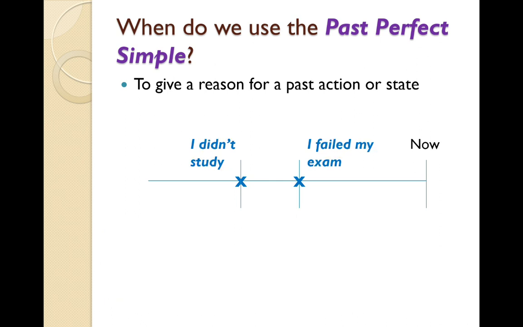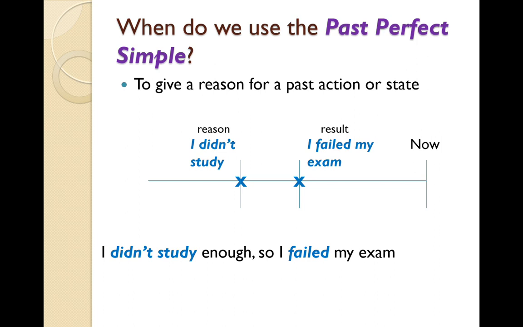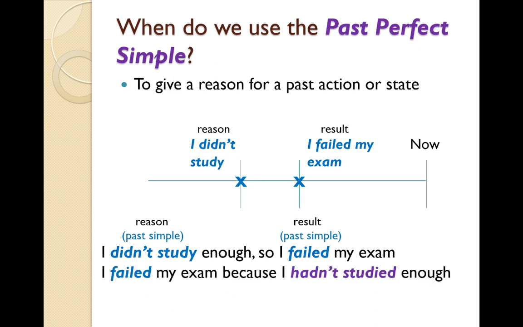I didn't study. Here's my reason. And then the result, I failed my exam. I didn't study enough, so I failed my exam. Past simple for the reason, past simple for the result, because we're speaking about them in the order that they happened. I failed my exam because I hadn't studied enough.